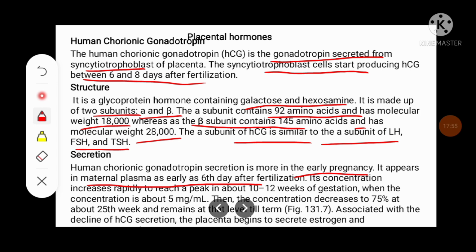Its concentration increases rapidly to reach a peak at about 10 to 12 weeks of gestation, and then the concentration is about 5 milligrams per ml. Then the concentration decreases by up to 75% at about the 25th week and remains that way even till term. Associated with the decline in HCG secretion, the placenta begins to secrete estrogen and progesterone.